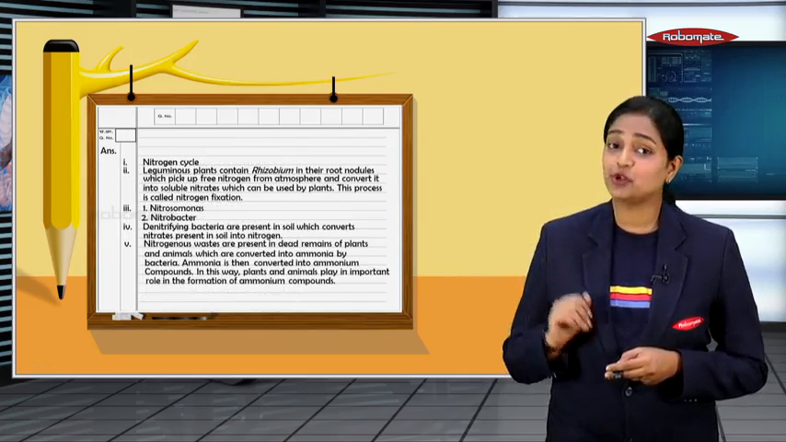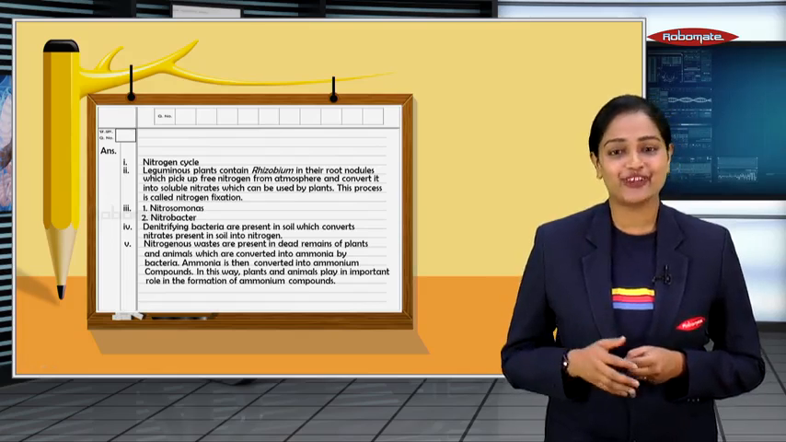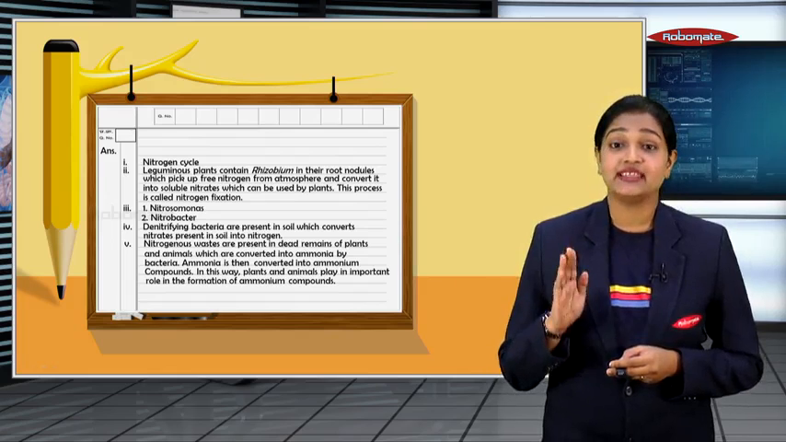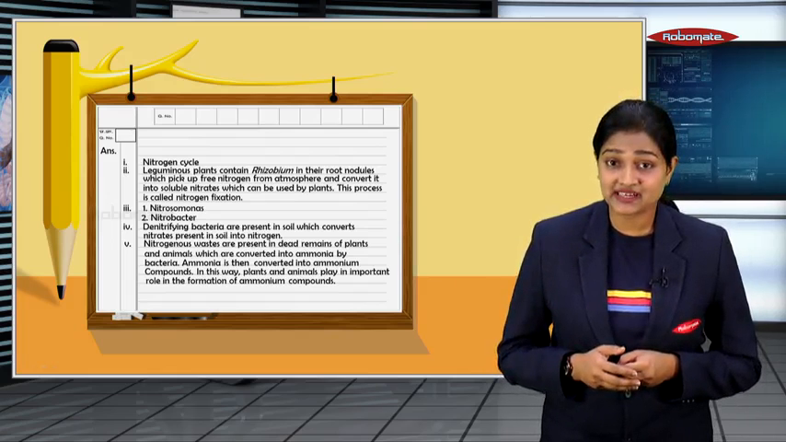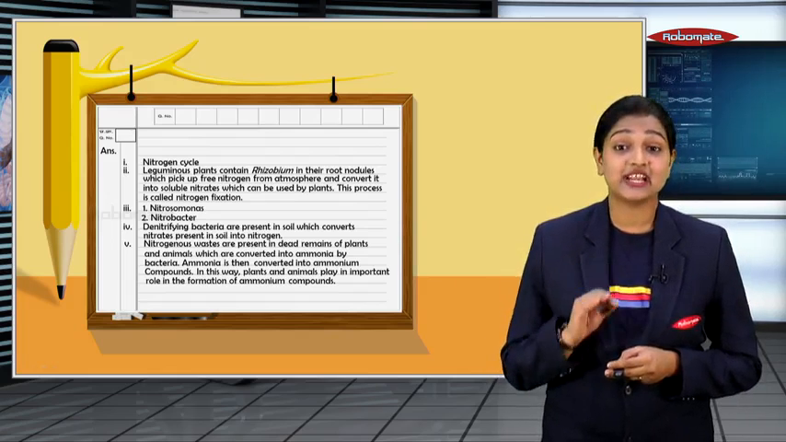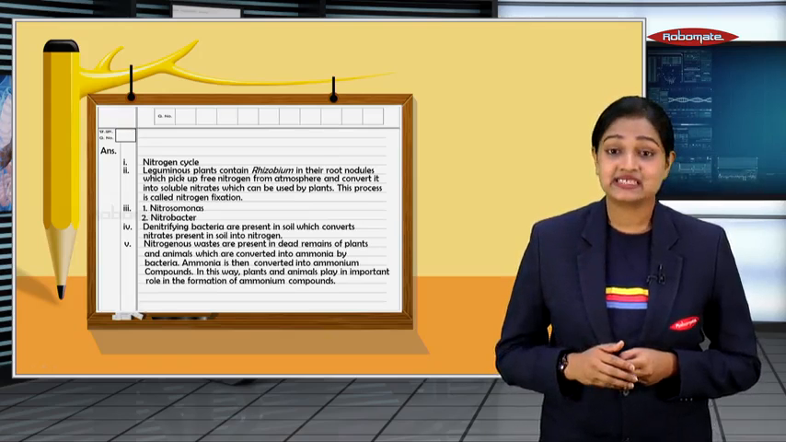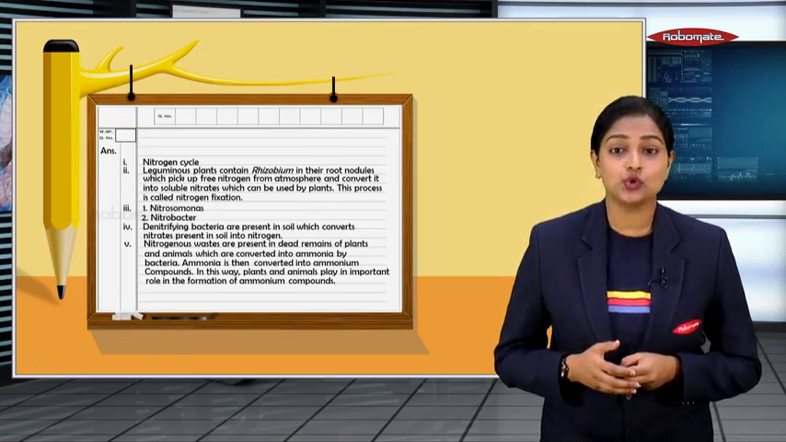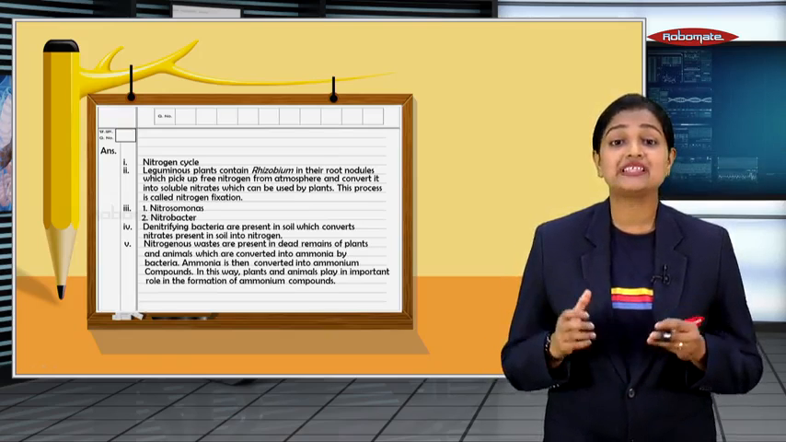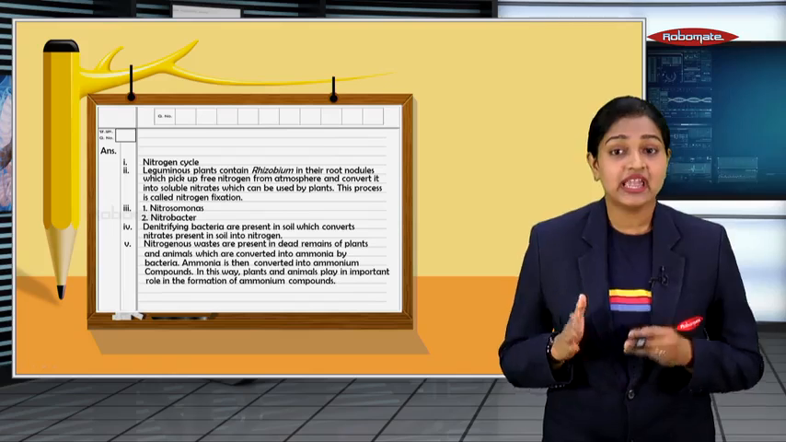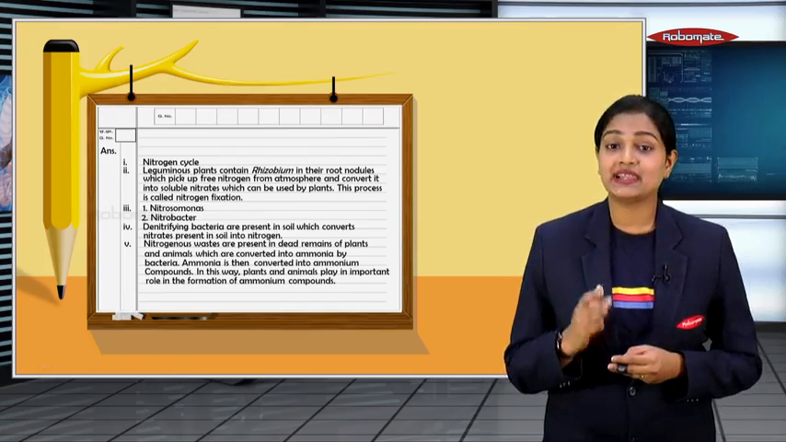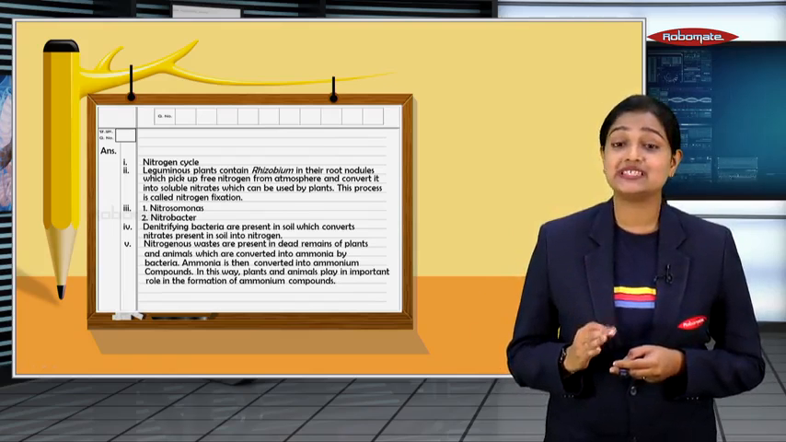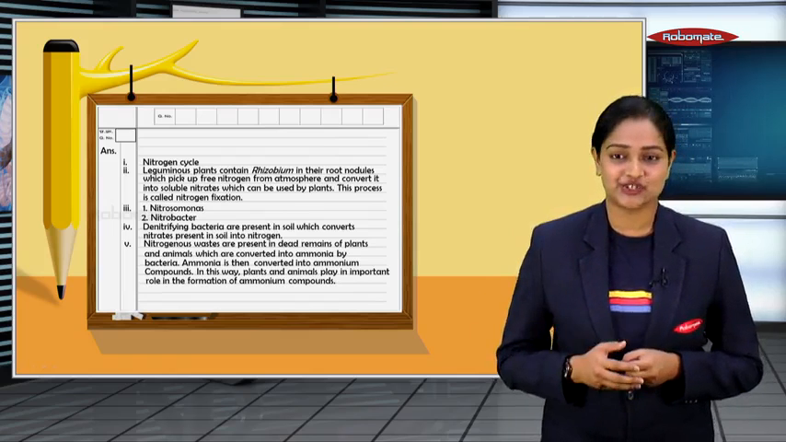Students, now let us have a look at the answers for the following questions. As we have already discussed, the first question: what does the diagram represent? The diagram represents the nitrogen cycle. Second, leguminous plants contain rhizobium in the root nodules which help to fix nitrogen from the atmosphere and convert it into soluble nitrates which can be used by the plants. This process, students, is called nitrogen fixation.